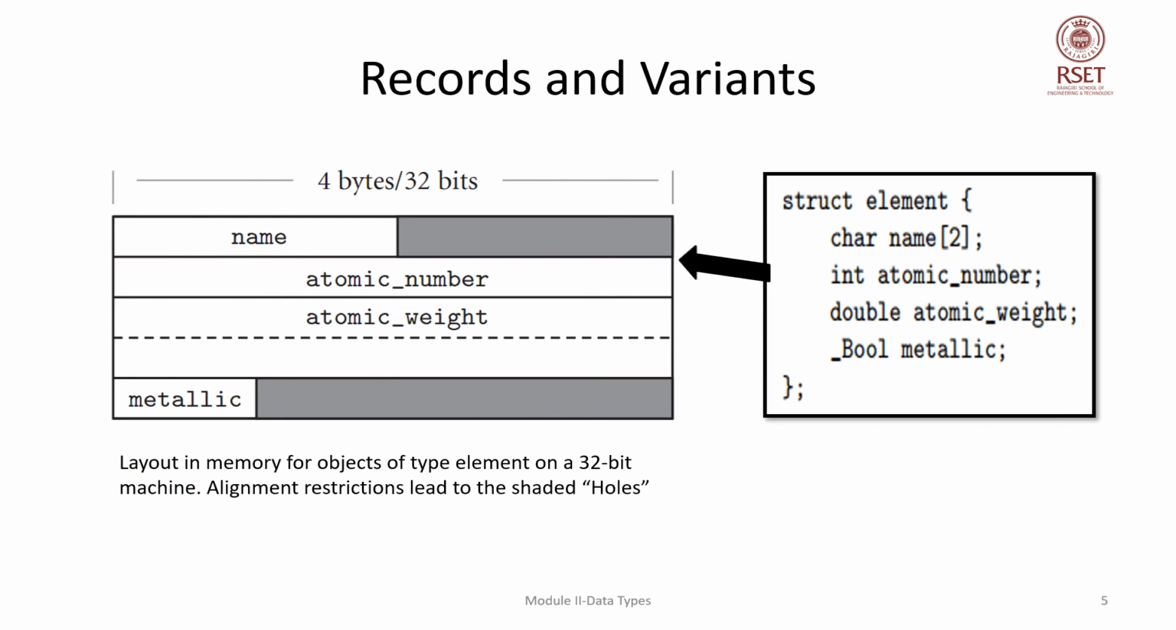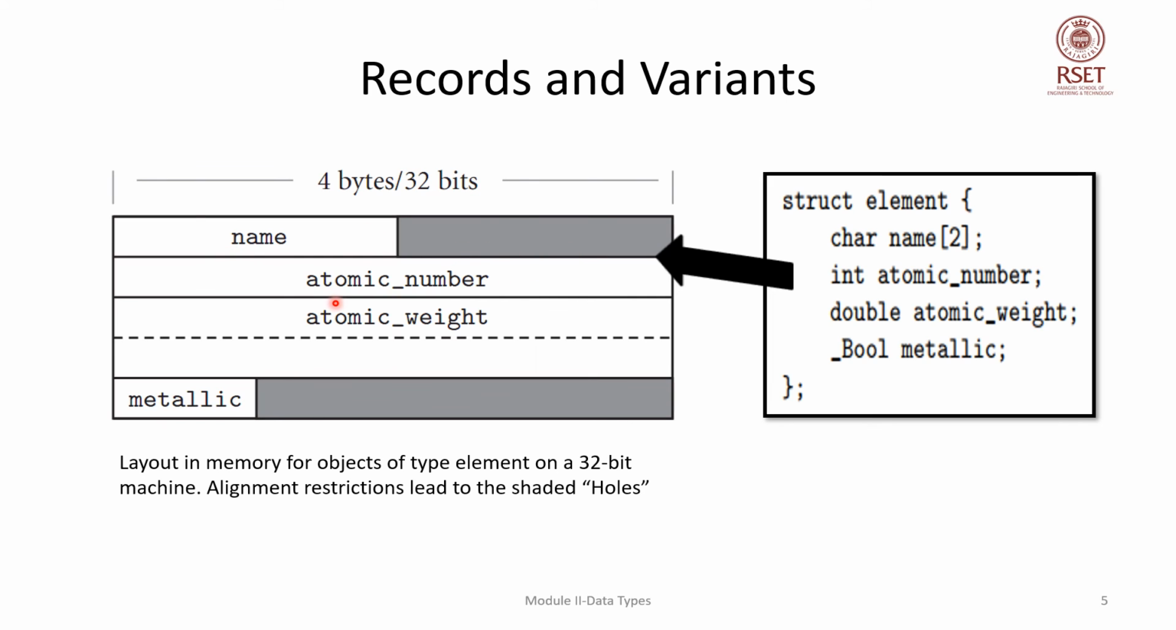This is a memory layout for records and variants. This is the memory layout for the structure element with four members: name, atomic number, atomic weight, and metallic. The example taken is a 32-bit machine where each word is 4 bytes. In our case, the first component is name, which takes only 2 bytes. So the first word of 4 bytes is divided, and the first 2 bytes are occupied by name, and the rest 2 is a hole.